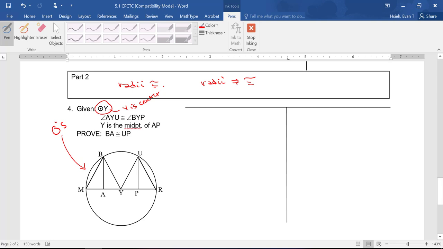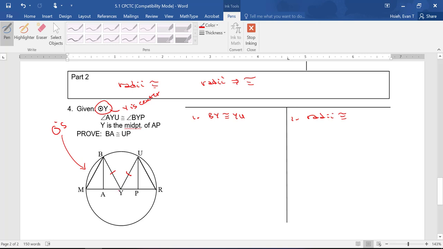So because Y is the center, I know, for example, that BY is congruent to YU. So BY, for example, is congruent to YU because radii are congruent. And so whenever you have a circle proof, a proof with a diagram that has a circle in it, you pretty much know that you're going to probably do something with radii are congruent. Let's just quickly finish off this proof here.